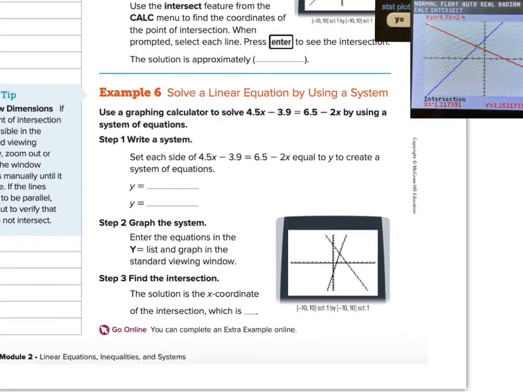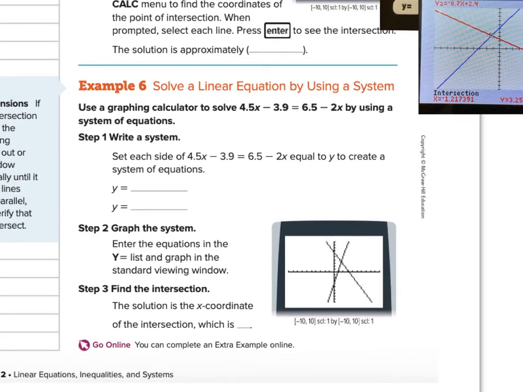And then here, doing the same thing, solving using the system. In this case, they want the systems of equations. So we have two equations here. We have y is equal to 4.5x minus 3.9, and then y is equal to negative 2x plus 6.5, just out of habit, putting it into slope-intercept form.